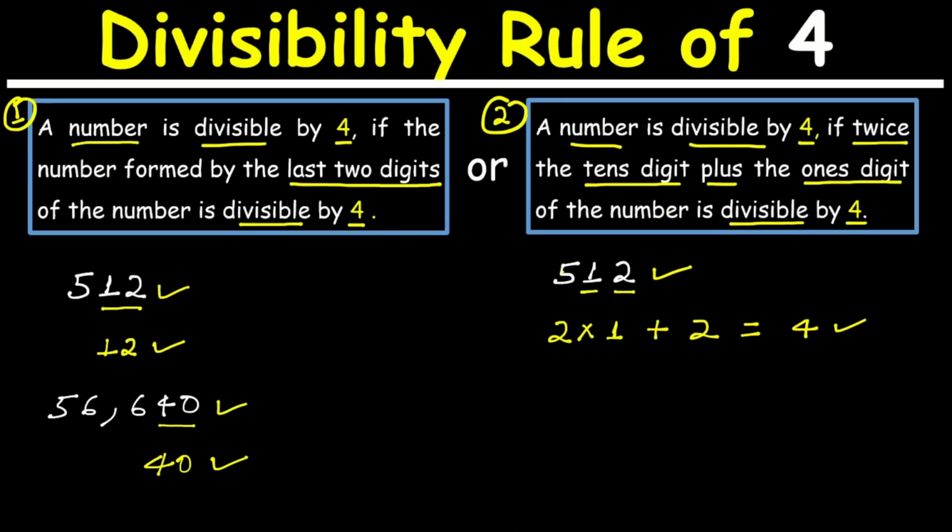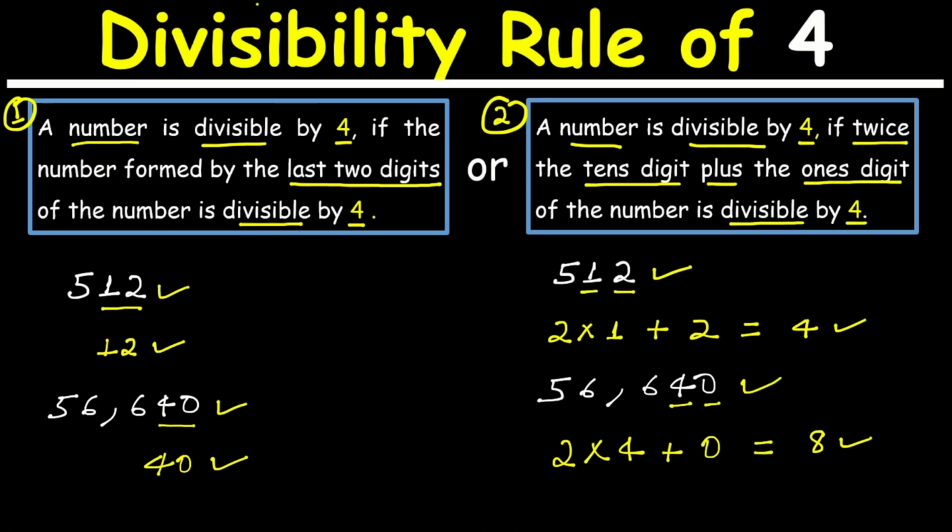Okay, let's test it with the second rule. We have the number 56,640. The tenth digit is 4, twice the tenth digit plus the ones digit, which is 0. 2 times 4 is 8. 8 plus 0 is 8. And we know that 8 is divisible by 4. Therefore, as 8 is divisible by 4, the original number 56,640 is also divisible by 4.